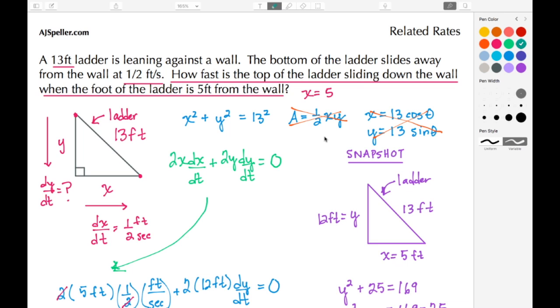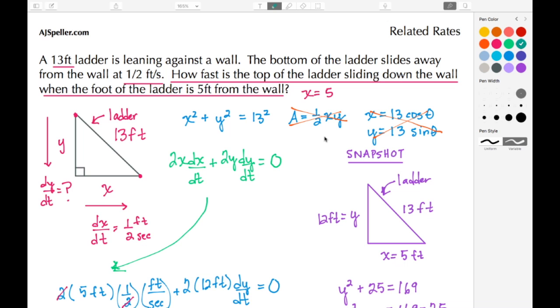In today's tutorial, we're going to revisit the related rates problem. In this problem, we have a 13-foot ladder that's leaning against a wall. The bottom of the ladder slides away from the wall at a half a foot per second. We need to figure out how fast the top of the ladder is sliding down the wall when the foot of the ladder is 5 feet from the wall.